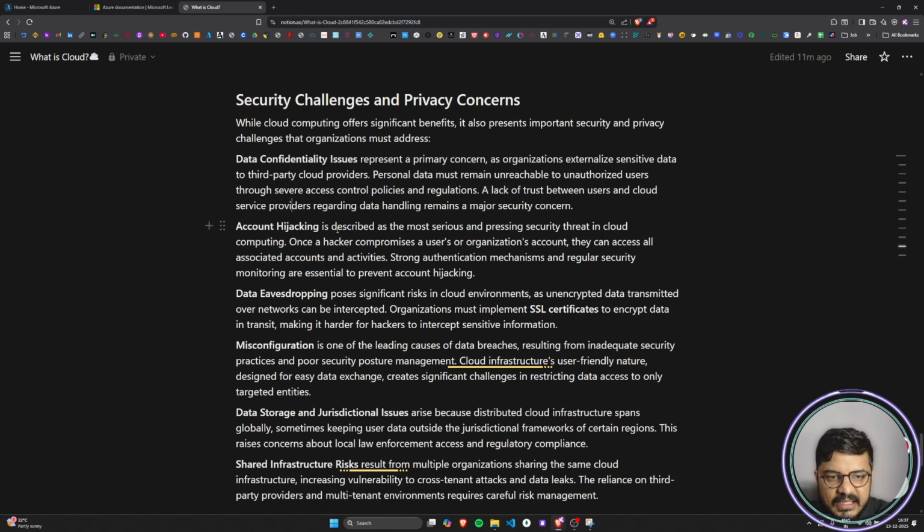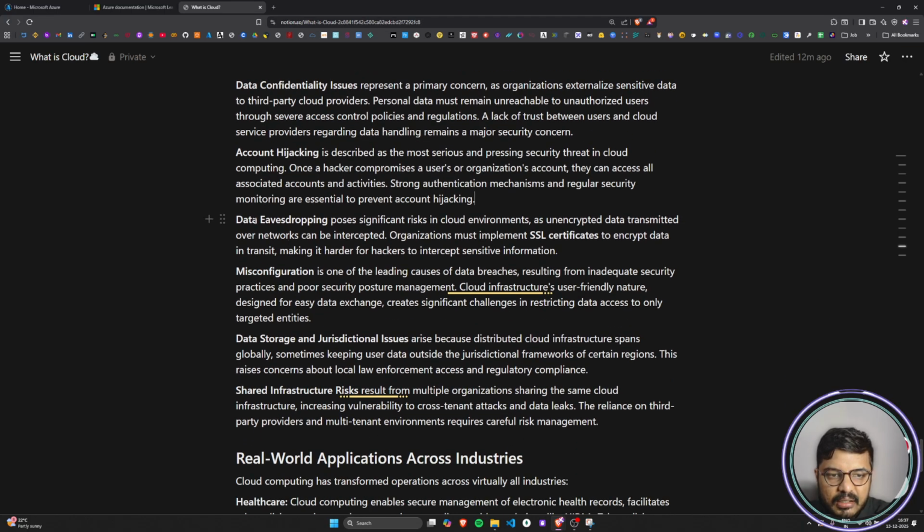Okay. Then account hijacking is described as the most serious and pressing security threat in cloud computing. Once a hijacker compromises a user or organization's account, they can access all associated accounts and activities. Strong authorization mechanisms and regular security monitoring are essential to prevent account hijacking. Then data eavesdropping poses significant risk in cloud environments, as encrypted data transmission over networks can be intercepted. Organizations must implement SSL certificates to encrypt data in transit, making it harder for hackers to intercept sensitive information.